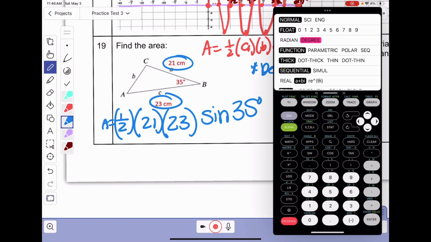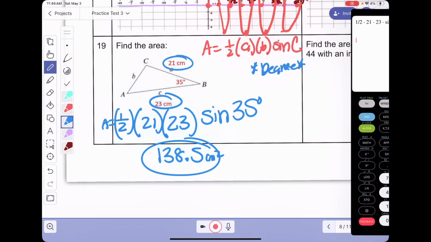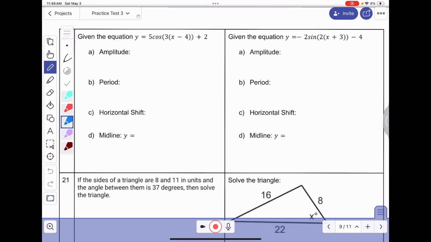So mode is still degree. 1/2 times 21 times 23 times sine 35 gives us 138.5 centimeters squared, because we're in centimeters. So there we go. That's how you do that one. All right, we're getting there.